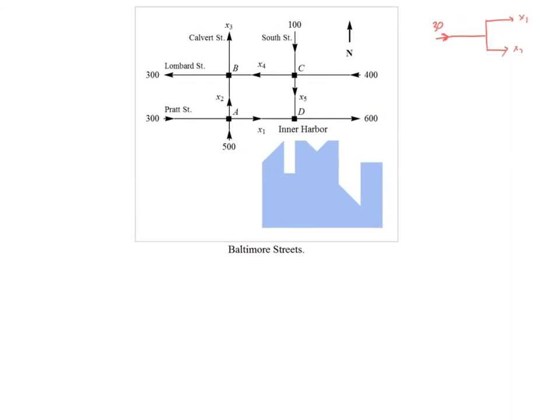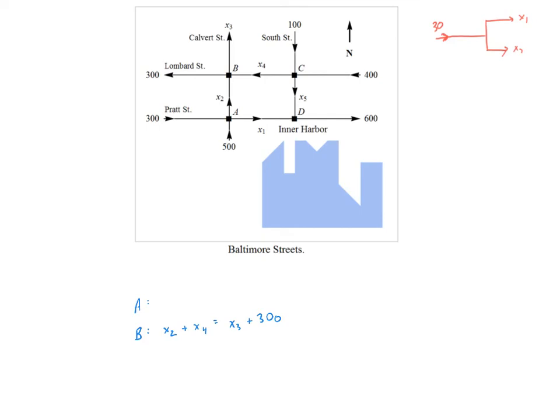And let's do that. So let me move it up a little bit. I'm not sure why I'm starting with B, but I am. So we'll go back to A in just a second. Okay, so for intersection B, x2 plus x4 is equal to x3 plus 300. Now you can pause the video if you want and do the same thing for the other 4 intersections.